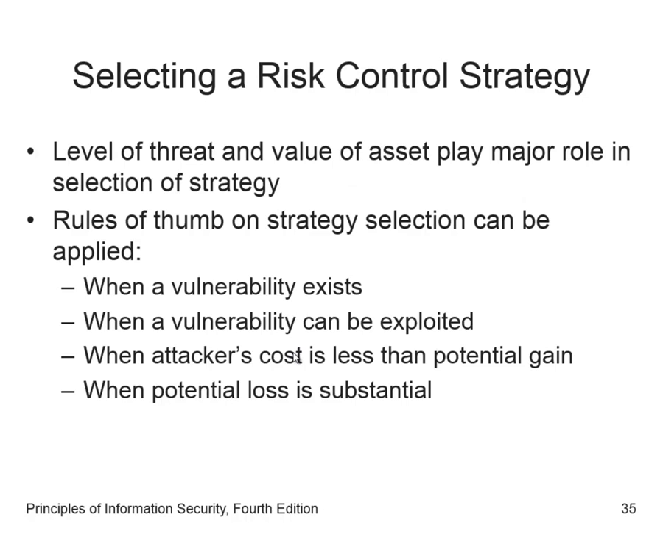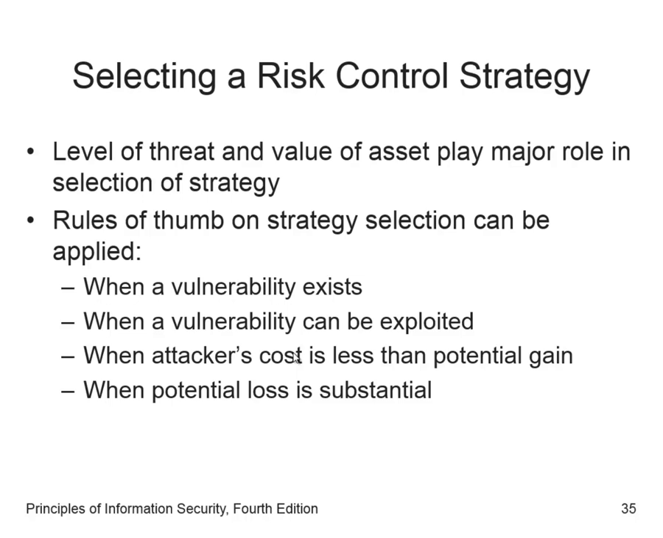The level of threat and value of the asset should play a major role in the selection of strategy. So the following rules of thumb can be applied in selecting the preferred strategy. First, when a vulnerability exists, implement assurance techniques to reduce the likelihood of a vulnerability being exercised. When a vulnerability can be exploited, apply layered protection architecture designs and administrative controls to minimize the risk or prevent this occurrence.